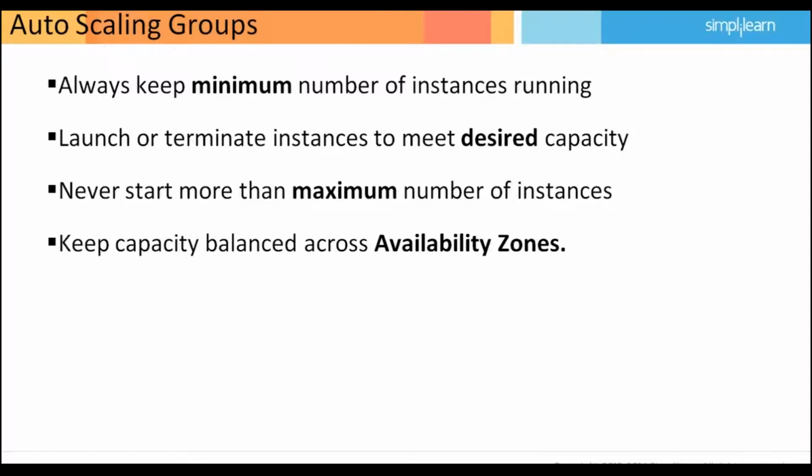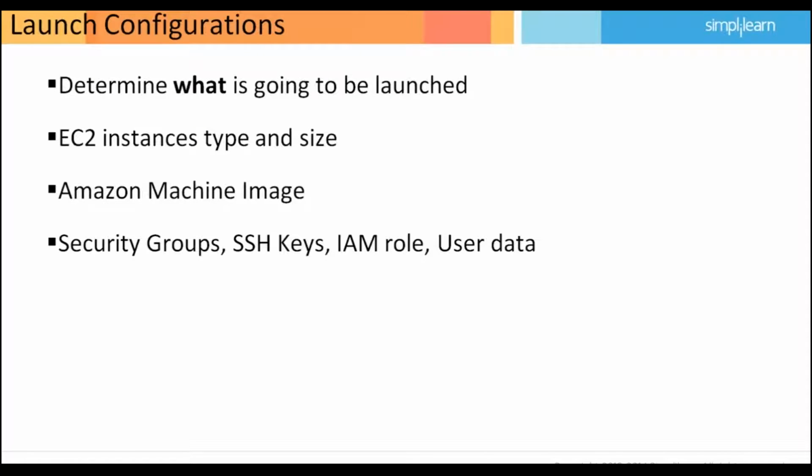Right. So you need to keep a minimum number of instances running, and you launch or terminate instances to meet the desired capacity, right? And then you ideally never start more than the maximum number of instances. As I said earlier, you don't want to pay too much, right? And then balance this across availability zones. Spread them across different availability zones so that you don't run into any of these capacity issues or an availability zone going down issues that might happen.